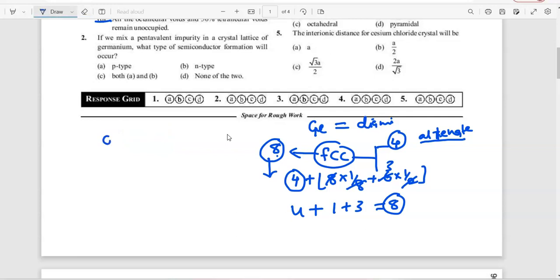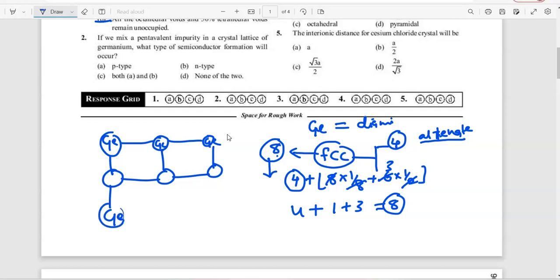Just observe carefully, the germanium lattice structure will be like this. One germanium and a second germanium will join with a third germanium. So these are all germanium unit cells in the crystal lattice of germanium. This is also germanium, this is also germanium, and this is germanium. These all have the same size. Here I have drawn them large, but every germanium size is the same.